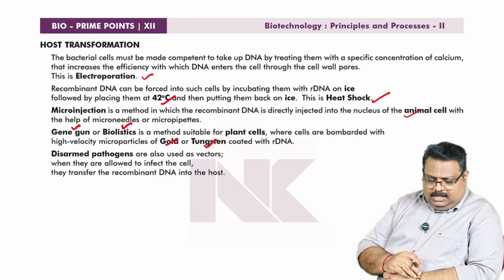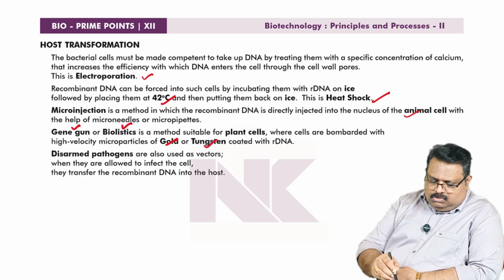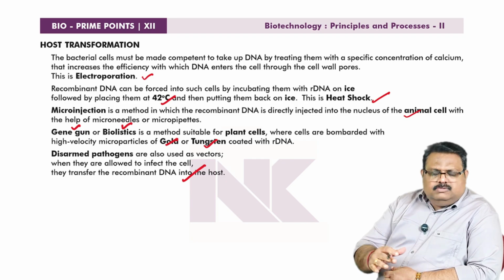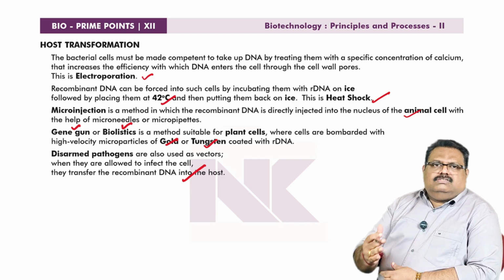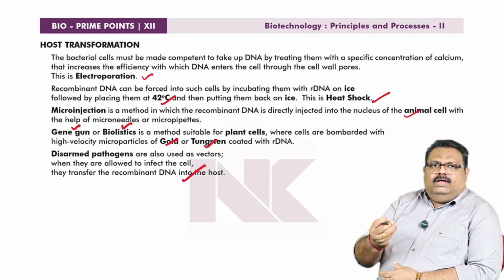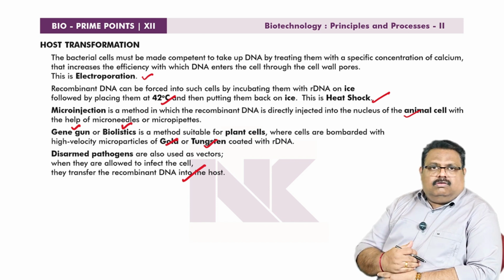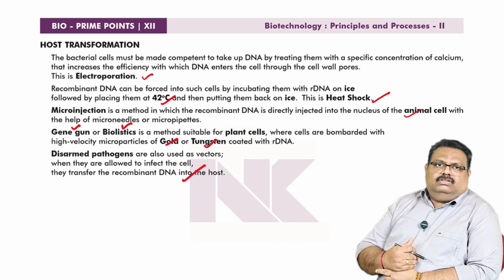Then one more method is there, disarmed pathogen vector. Disarmed pathogens are also used as vectors. When they are allowed to infect the cell, they transfer the recombinant DNA into the host cell. So, all these mechanisms are referring to host transformation. Transformation means the entry of a foreign DNA into a host cell. So, the mechanisms are electroporation, heat shock, microinjection, gene gun or biolistics, and the disarmed pathogen vector method.